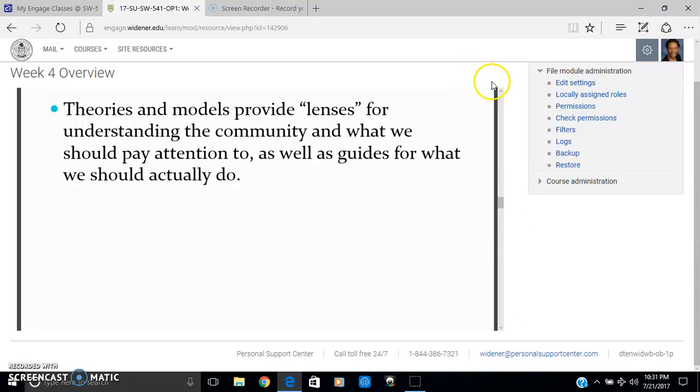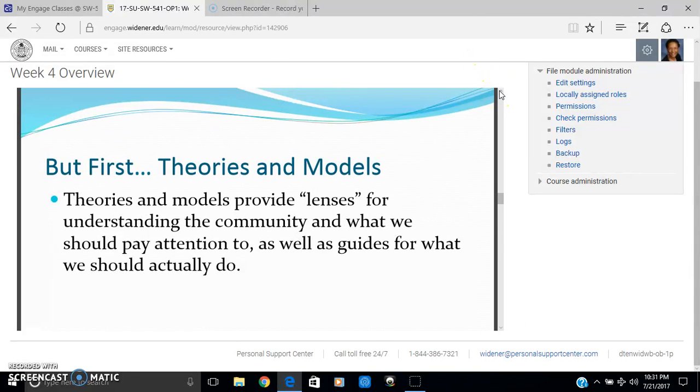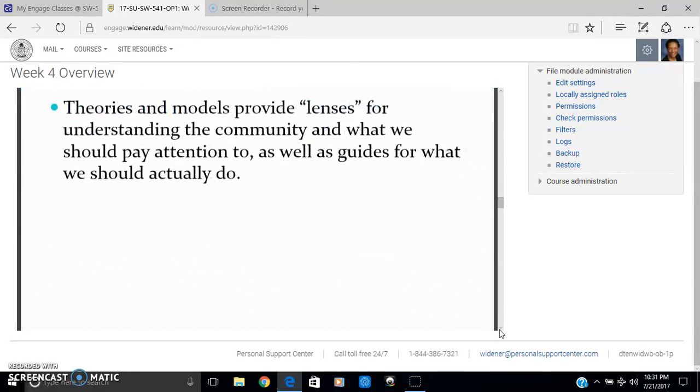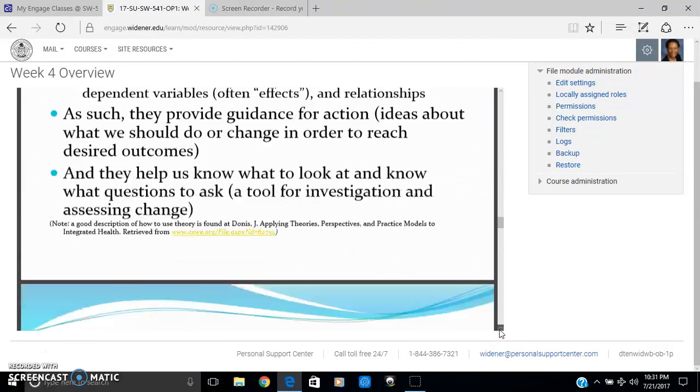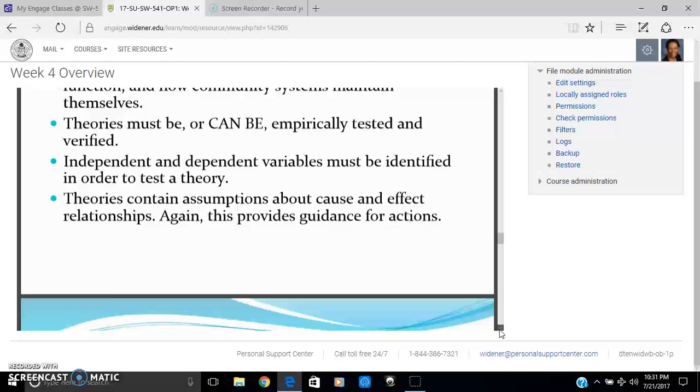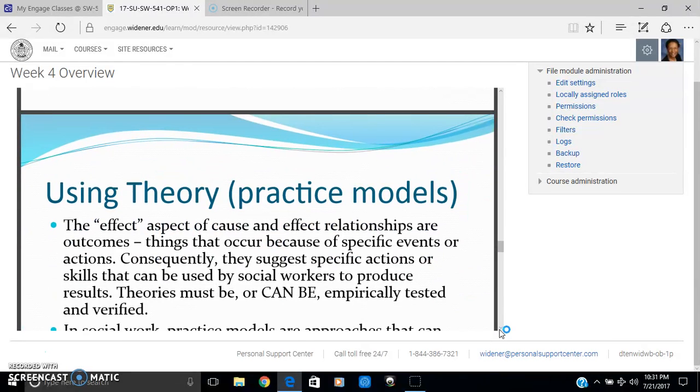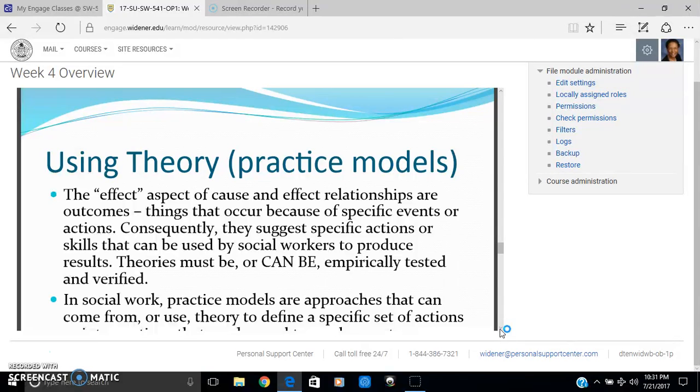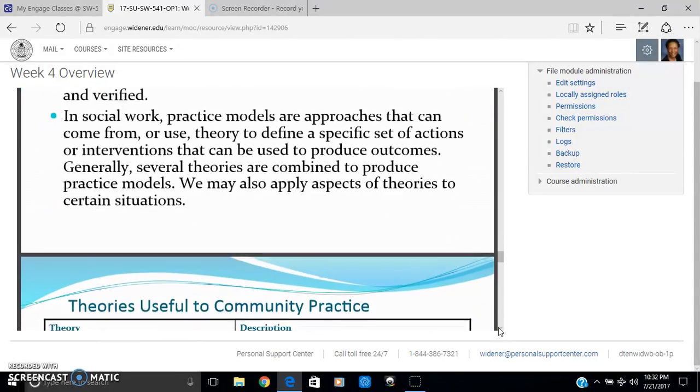It's important to understand the basis of our practice, and the basis of our practice lies in theories and the resultant models from those theories. So theories and models provide lenses for understanding the community and what we should pay attention to, as well as guides for what we actually do. Several slides talk about the role of theory, but the bottom line is it is very important to understand the basis of practice. Theories can be tested, they can be verified, and out of those theories come our practice models and approaches.